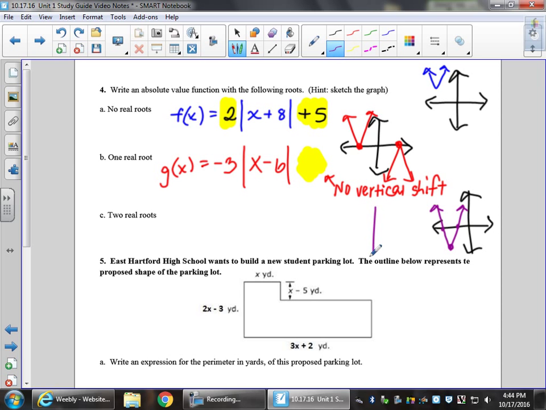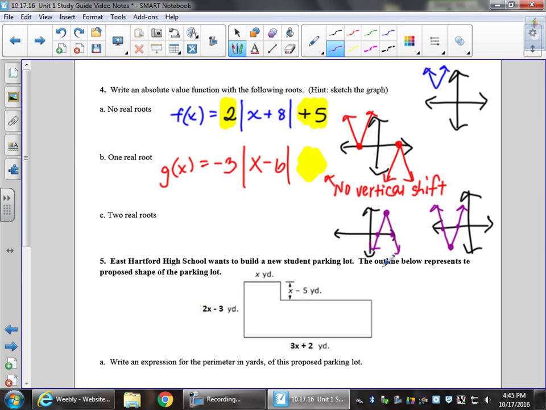If I put my vertex somewhere up here, cool, that's a vertical shift. Now ask yourself, how do you have to make this open for it to hit twice? I need it to open down to hit twice. So there are options.